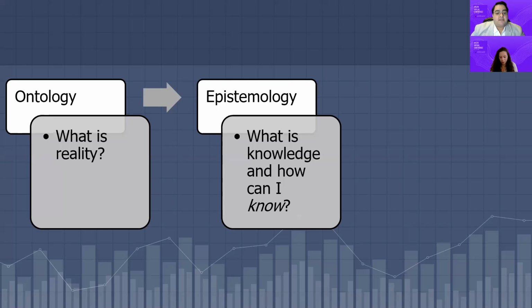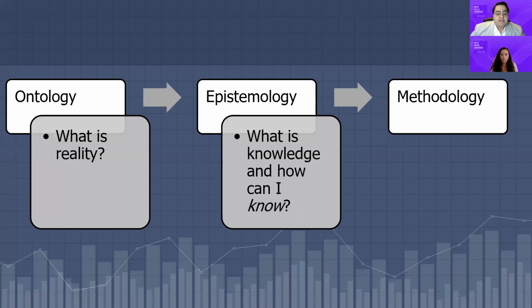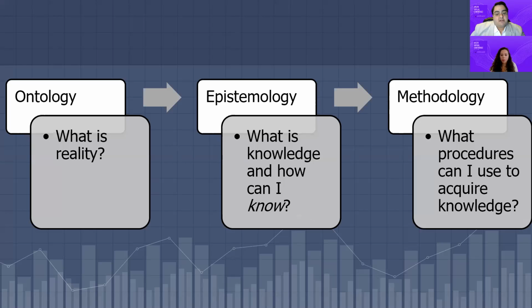Epistemology, on the other hand, is the theory of knowledge. What is knowledge and how can somebody know something? What is knowing, what is truth? These are questions that stem from epistemology. And at the far right of this continuum is methodology. What procedures can I use to acquire that knowledge? And this is specifically where we get into surveys, interviews, focus groups, the data collection methods we use to obtain knowledge based on our perception of reality and what we see as our ontological perspective of science.